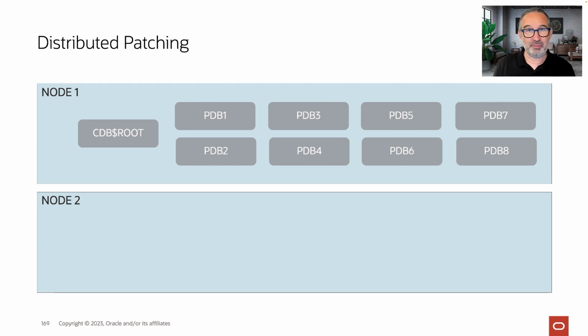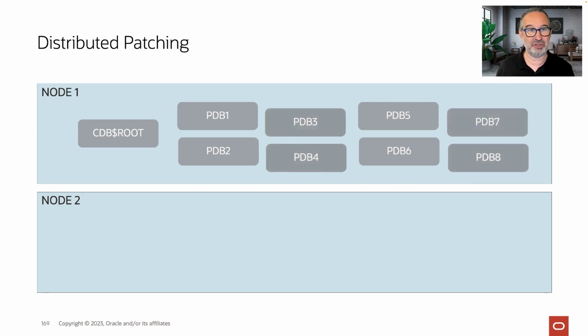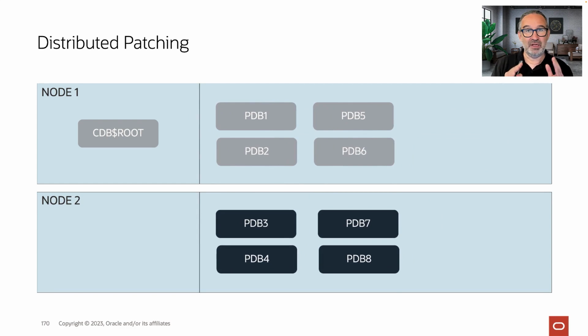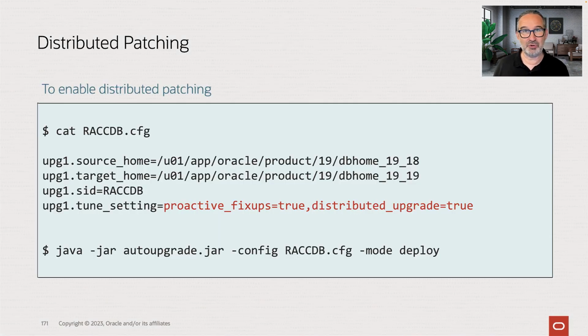So distributed patching is the feature called, and normally you would see this picture here. $root, $seed, and all PDBs get patched on node number 1. But with the distributed patching feature, we now have the PDBs distributed and then patched on different nodes in the RAC environment. How do you do that?